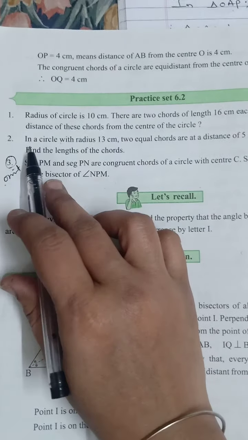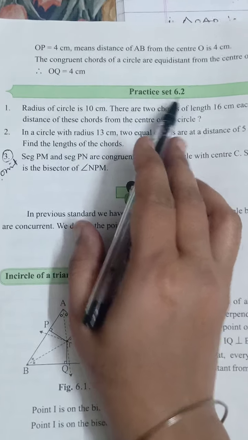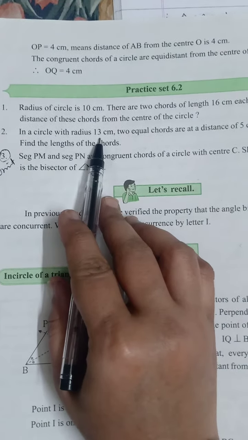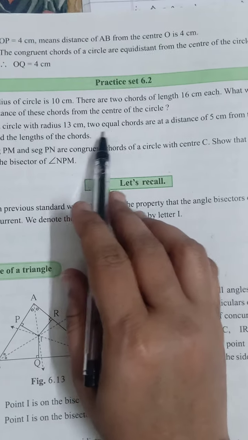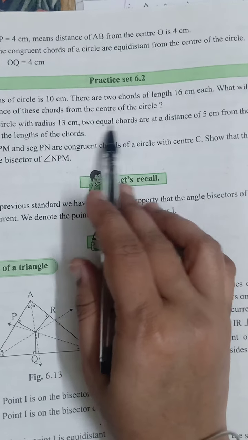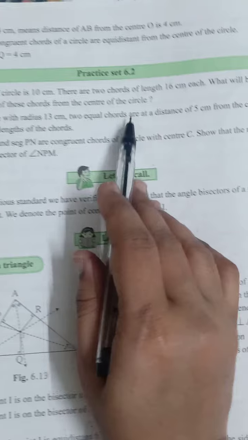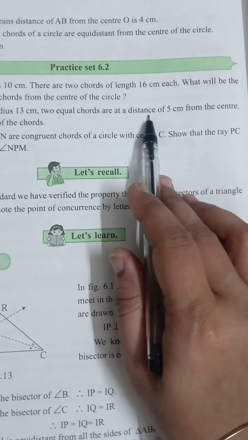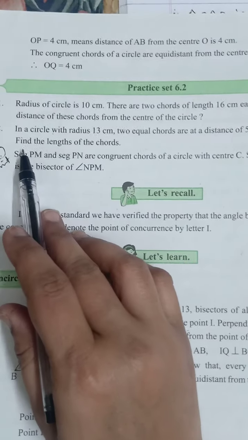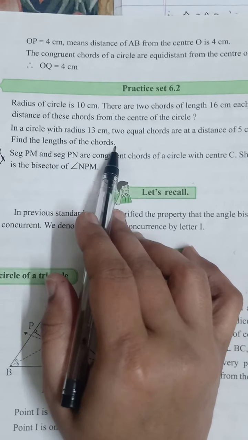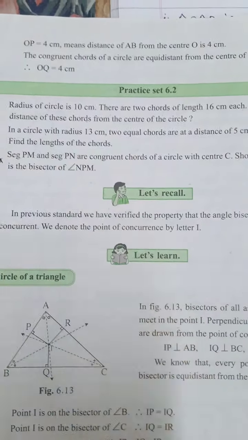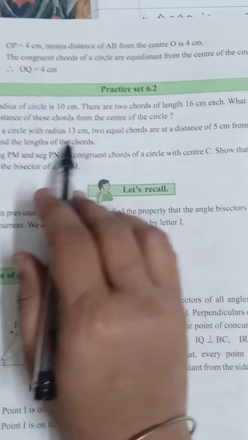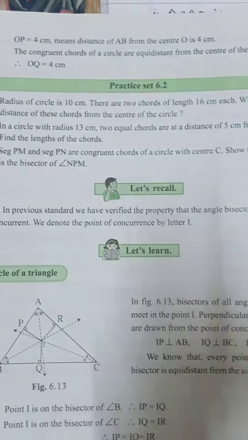Now we'll start question number 2 of practice set 6.2. In a circle with radius 13 centimeter, two equal chords are at a distance of 5 centimeter. Here the distance is given. We have to find the length of the chords. So we'll see how to solve this question. Again in this question, the name of the center and the name of the chords are not given, so we will take our own.